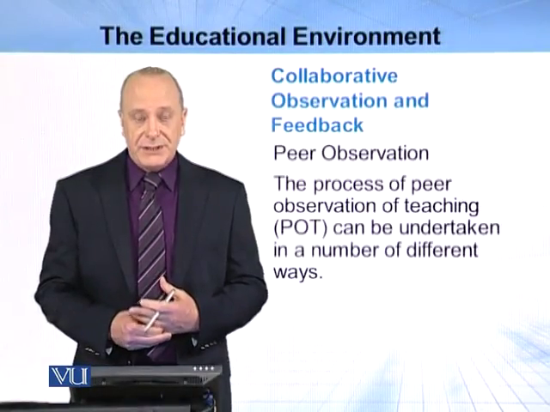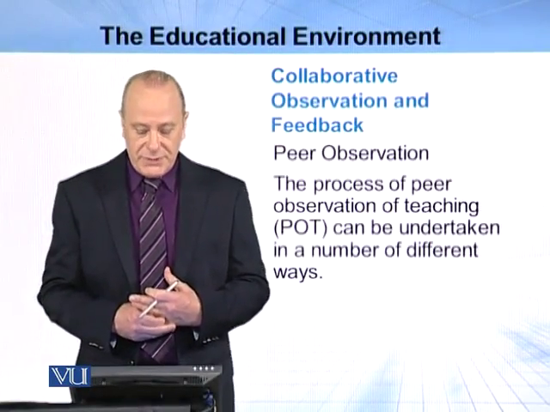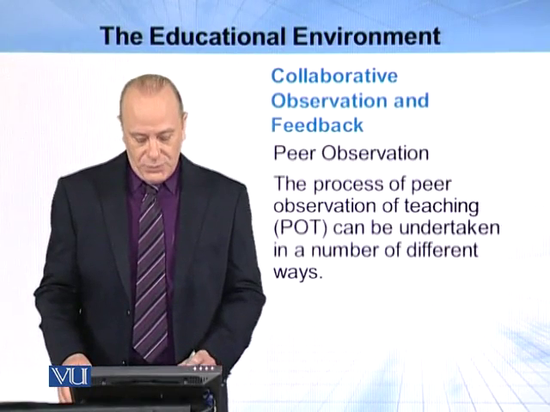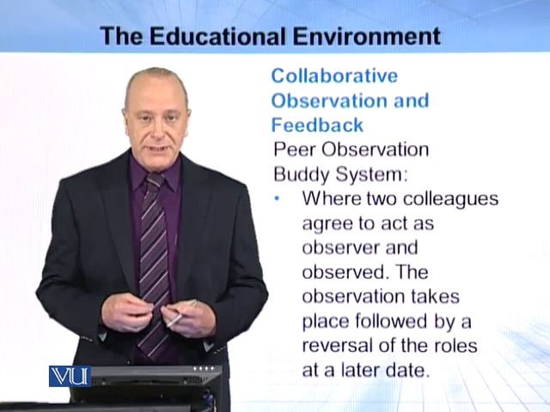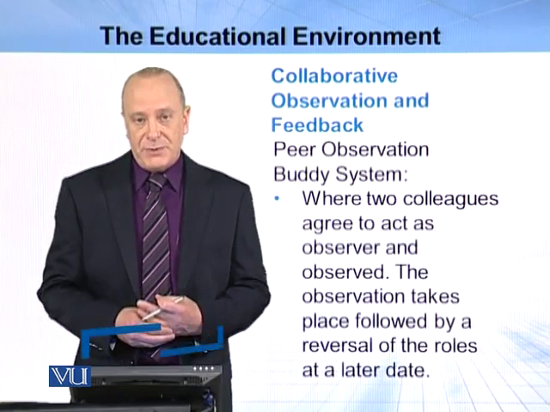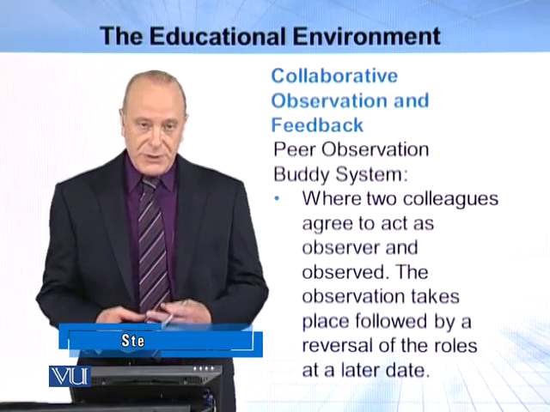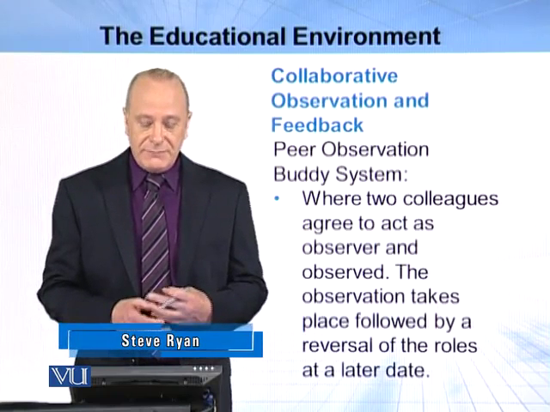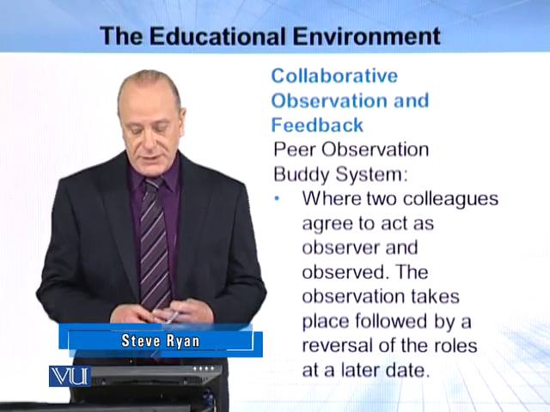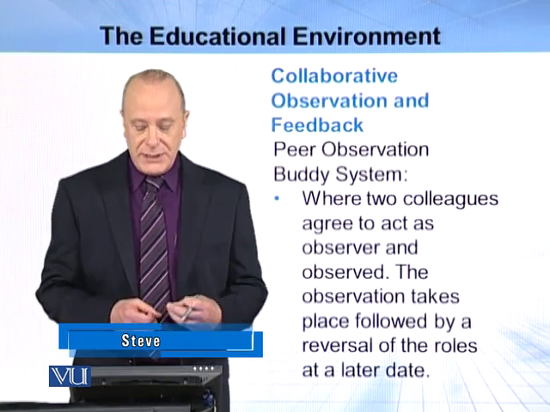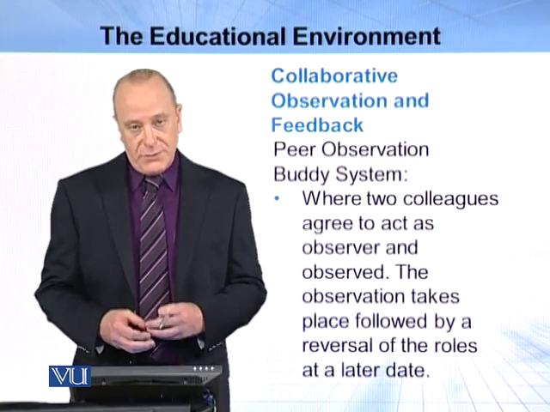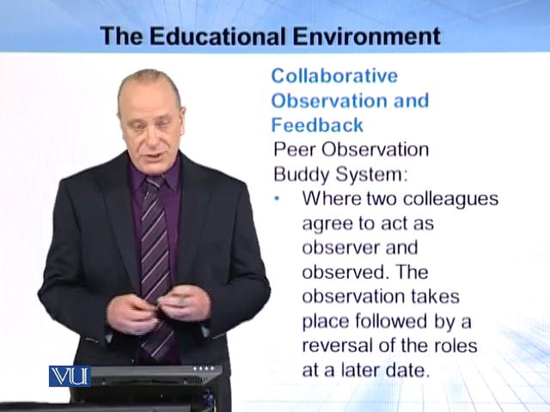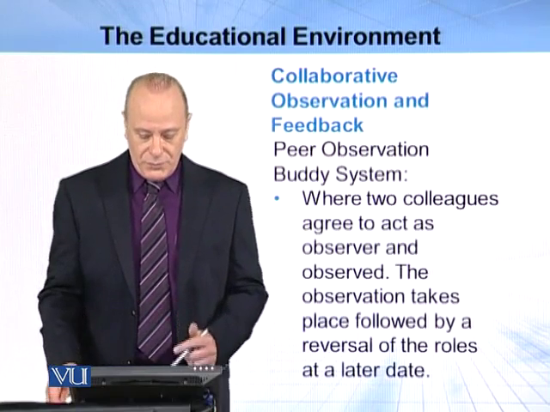Peer observation can occur in a number of ways, and what we can consider is that it doesn't just have to be with two people, it can be with more. But with two people involved in this process of observation, it's important to agree to act as observer and the one being observed, and to share these two roles.